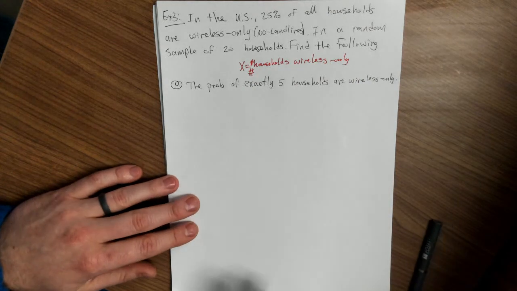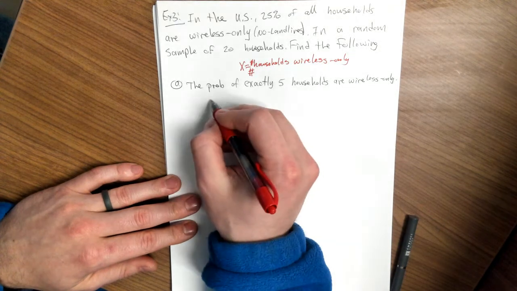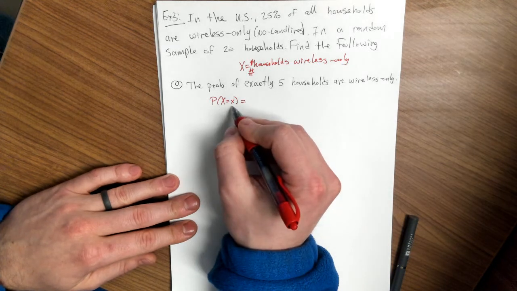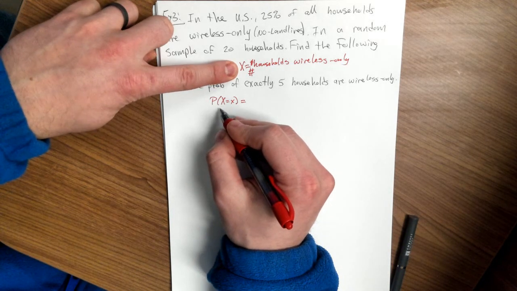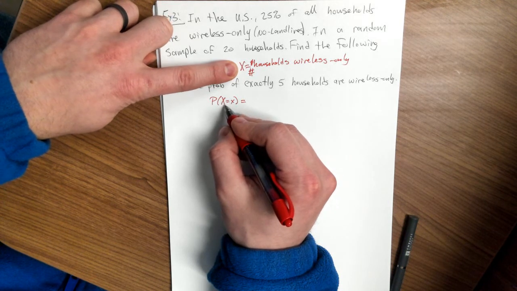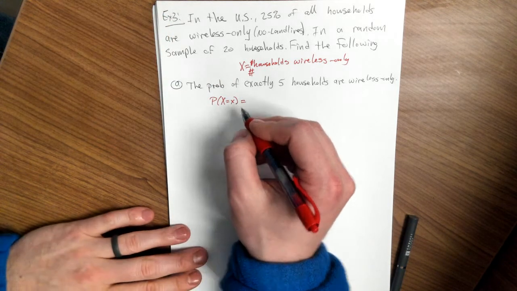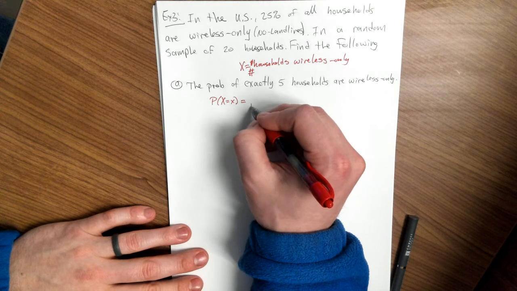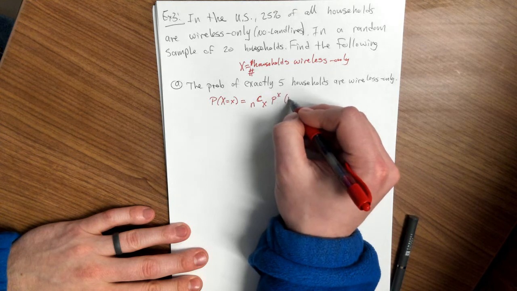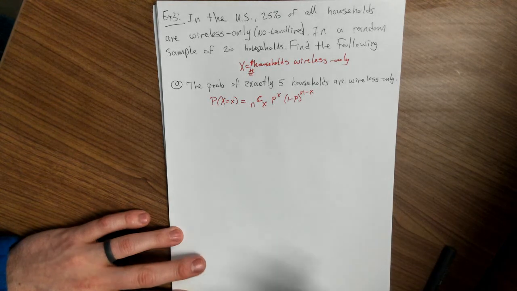Alright, so let's start off by writing it. Let's write our formula. We have the probability that capital X is equal to little x. Capital X is our random variable, number of households. And so this capital X is always just a descriptor of what we're looking at. And then little x will be the number of households we're actually looking for. So let's write our formula.